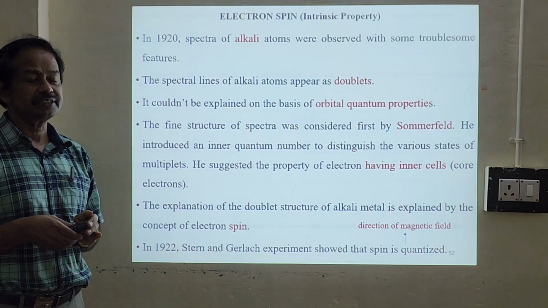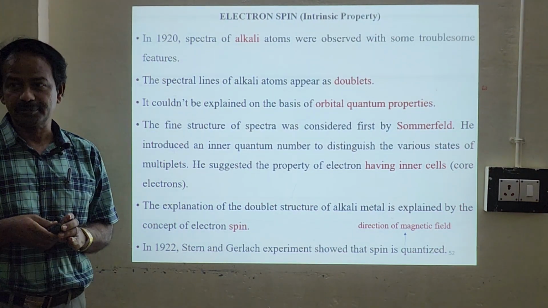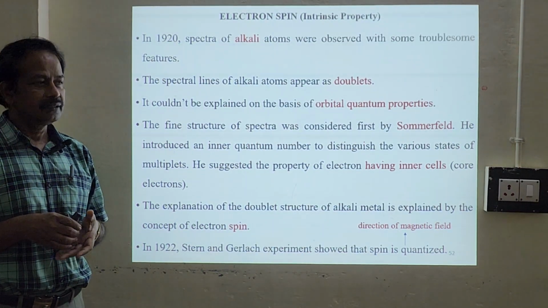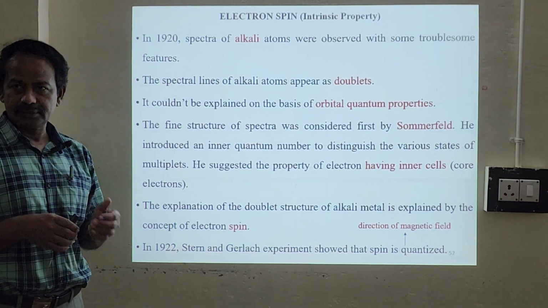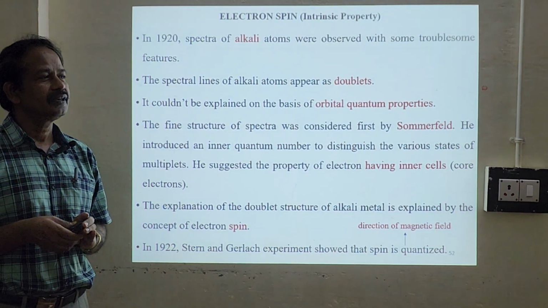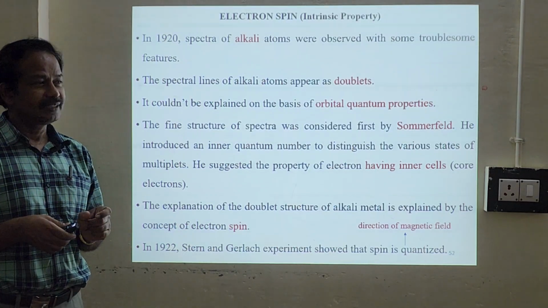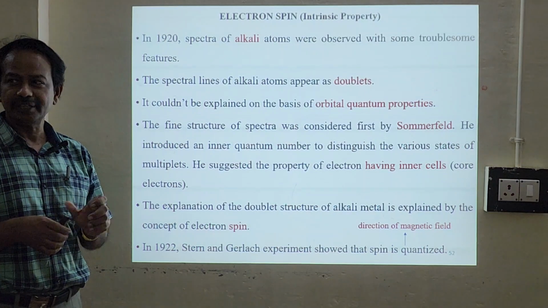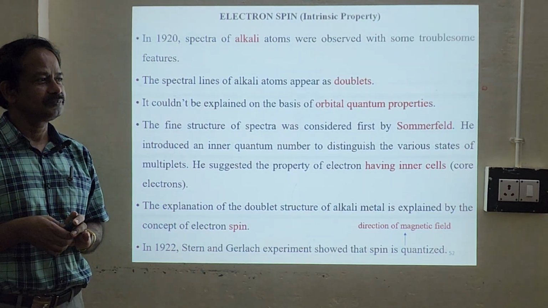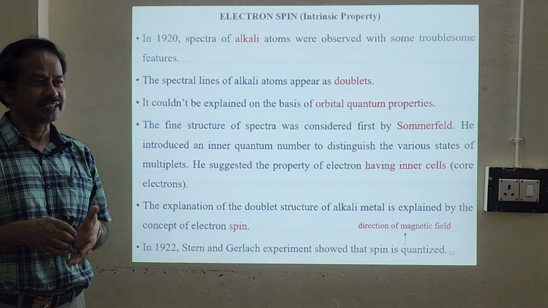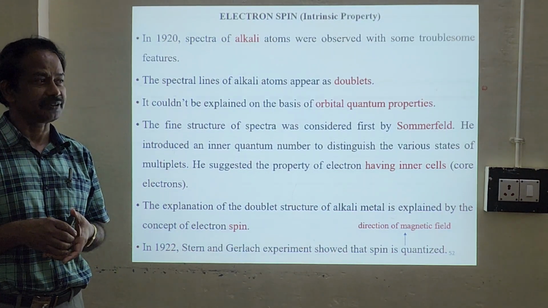Of course, we started with orbital angular momentum earlier, L. L has a magnitude as well as direction. It's a vector quantity, and we are going to add S to L. S is the spin angular momentum. Spin is also a vector quantity, so it has a direction as well as a magnitude.